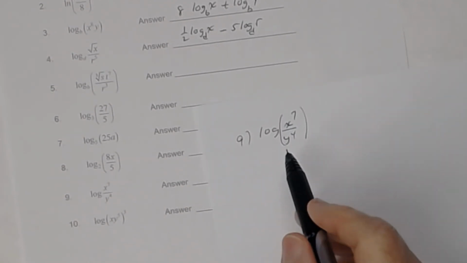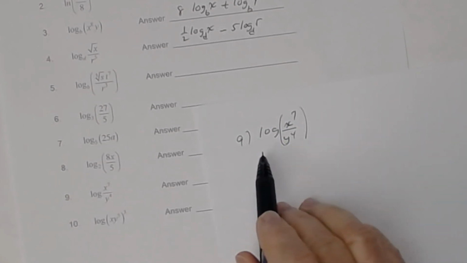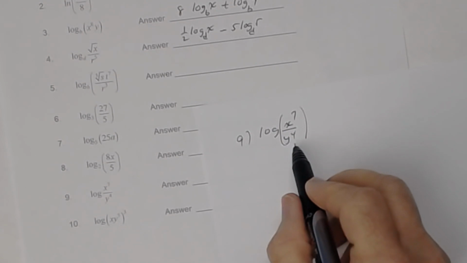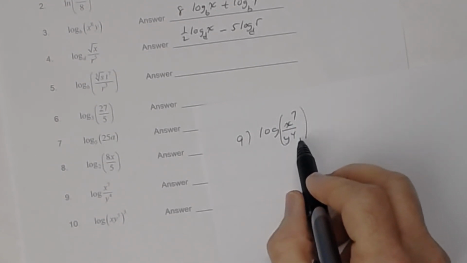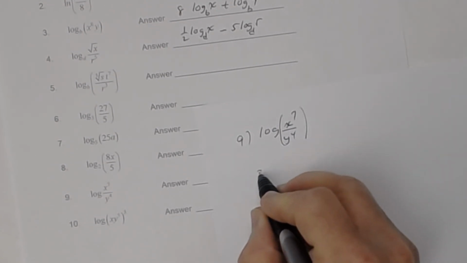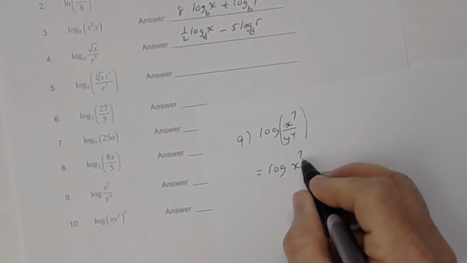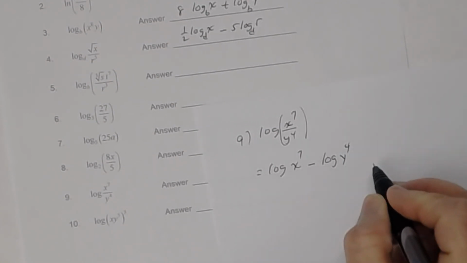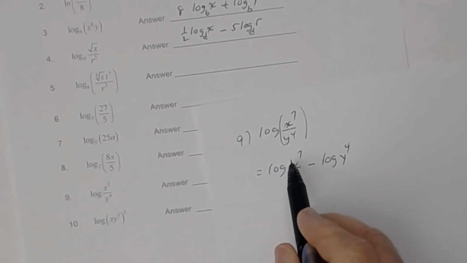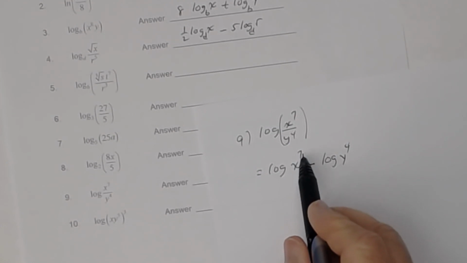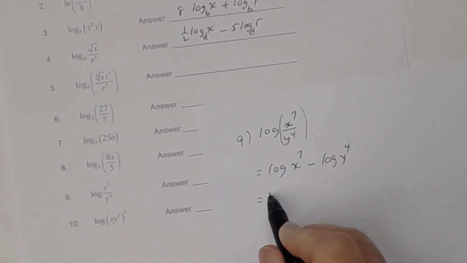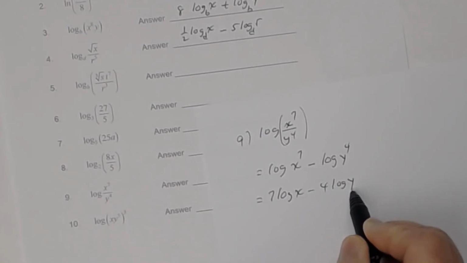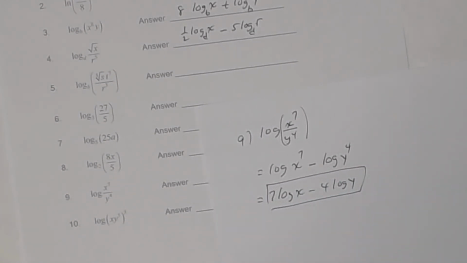Okay, now notice the base is 10. So that's a common logarithm we're dealing with. All right, notice in this case, I'm going to use the quotient rule. I'm also going to use the power rule, right? So I get the log of x to the 7th minus the log of y to the 4th. And then one more step and you're done. So you're going to use the power rule. So you're going to write the exponent as a product. So it'll be 7 log of x minus 4 log of y. All right, so that was a simple one.